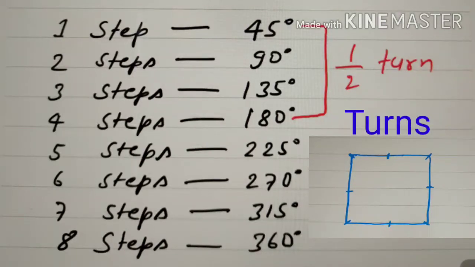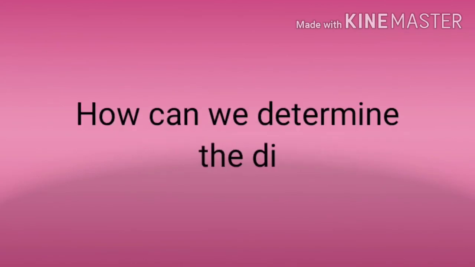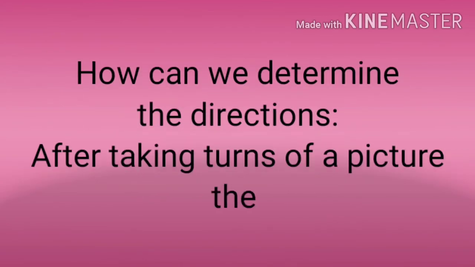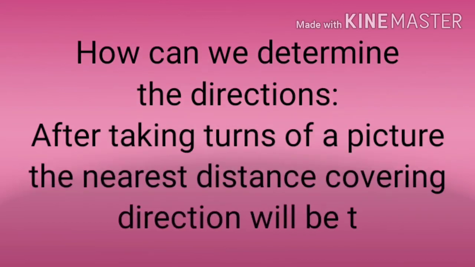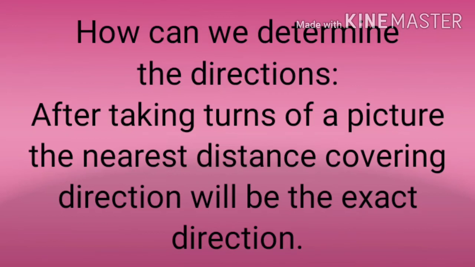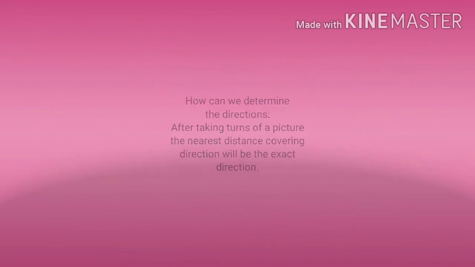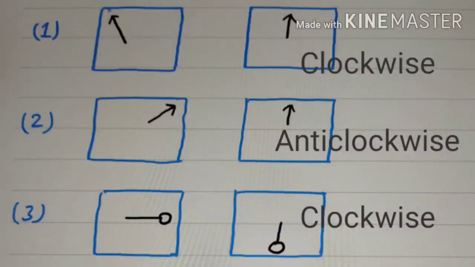So now a question arises here. How can you say clockwise movement or anti-clockwise movement? When a picture moves from one place to another place, find the nearest movement. The nearest movement will be the direction for the movement of the picture. Suppose a picture turns from one place to another in the direction of the clock, so you can say clockwise direction. And when it turns in the opposite direction of the clock, you can say this is anti-clockwise direction.